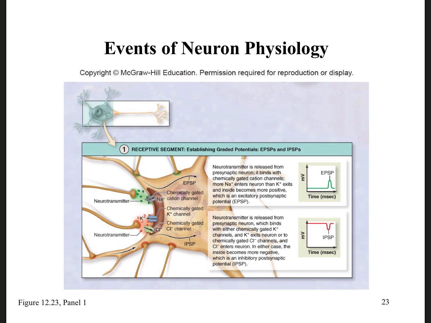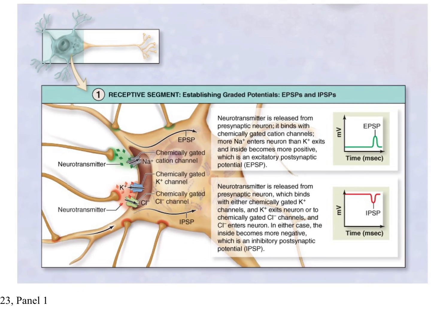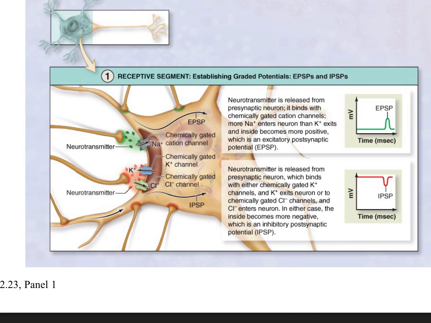So the next few slides are all explanations of taking in the message, right? EPSPs or IPSPs, what happens throughout. So here, receptive segment, right? Sodium channel opening in the receptive segment. That is an EPSP. Opening a potassium channel is an IPSP. Opening a chlorine channel is an IPSP.